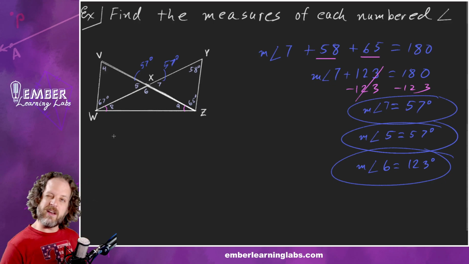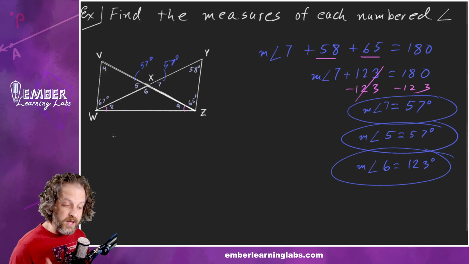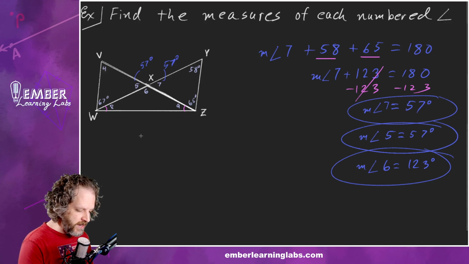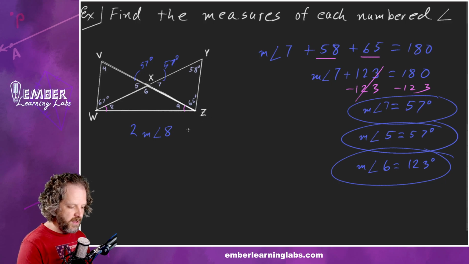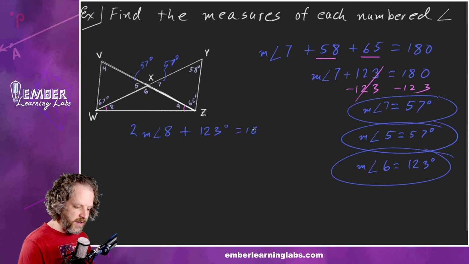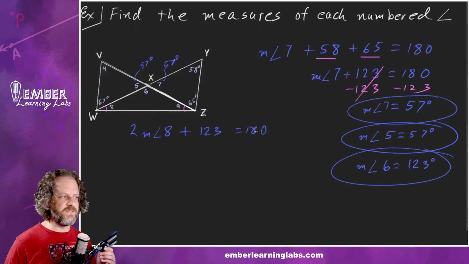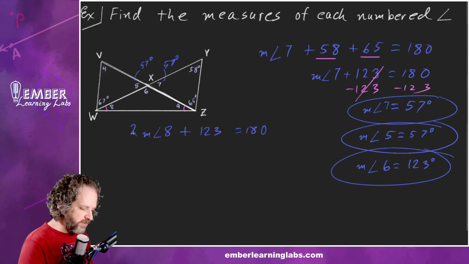So we can get those because those are equal. So there you go. We've got the measure of angle 8 times 2, because it's the same, these two here, plus 123 equals 180. Sorry, I didn't really mean to put units there. We don't usually put units in equations because it gets confusing, right? So 2 times the measure of it.